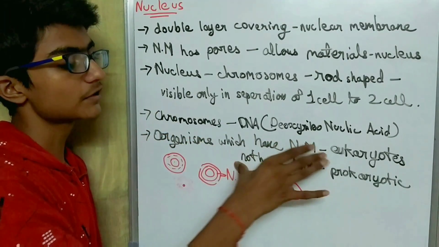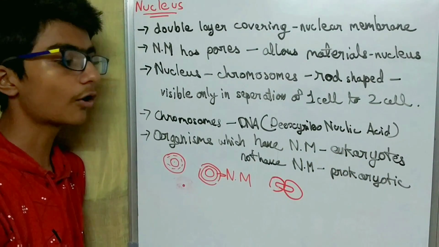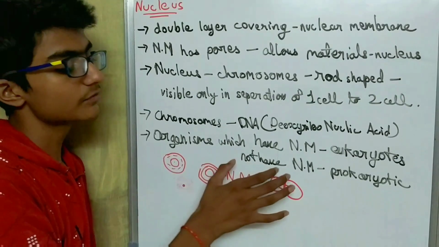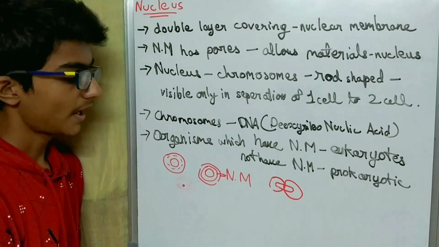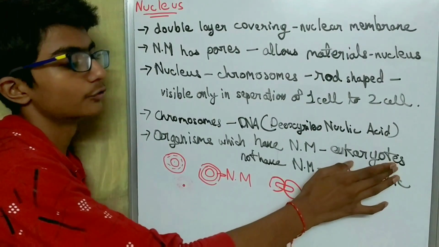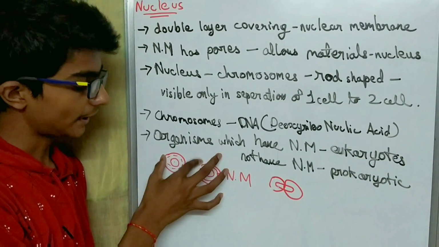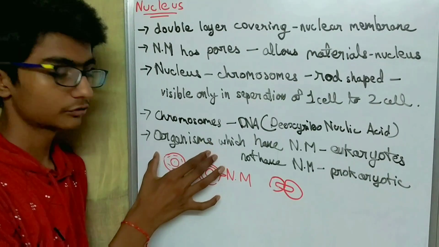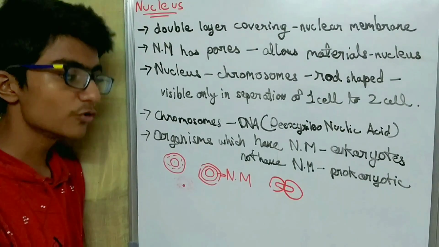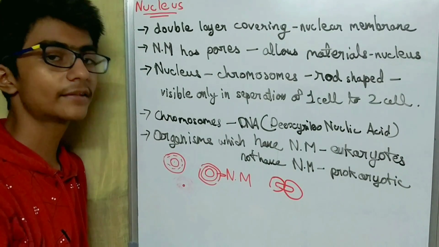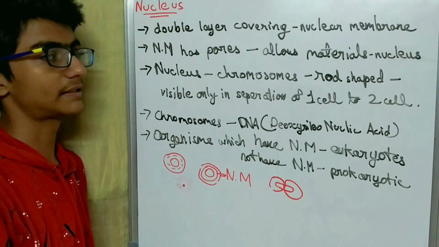Now organisms which have nuclear membrane are called eukaryotic organisms, and organisms which do not have nuclear membrane in them are called prokaryotic. Actually prokaryotic cells and eukaryotic cells are there, but here for simple understanding I have put the term organisms. In the textbook it's given that cells which have nuclear membrane are called eukaryotic cells, and cells which do not have nuclear membrane are called prokaryotic cells.